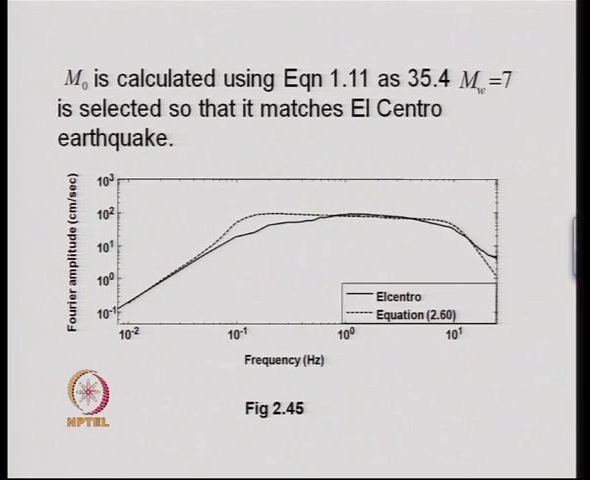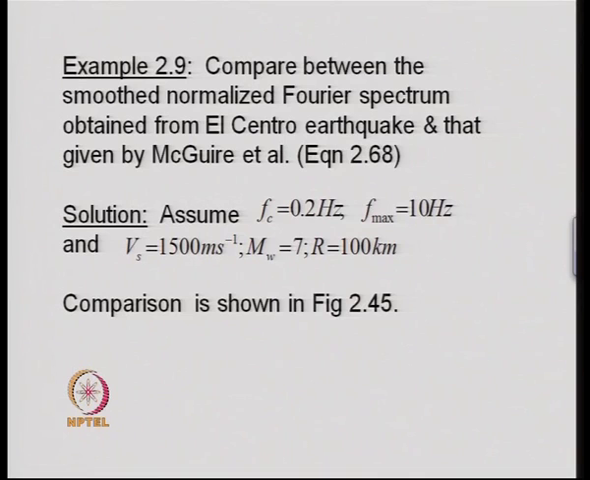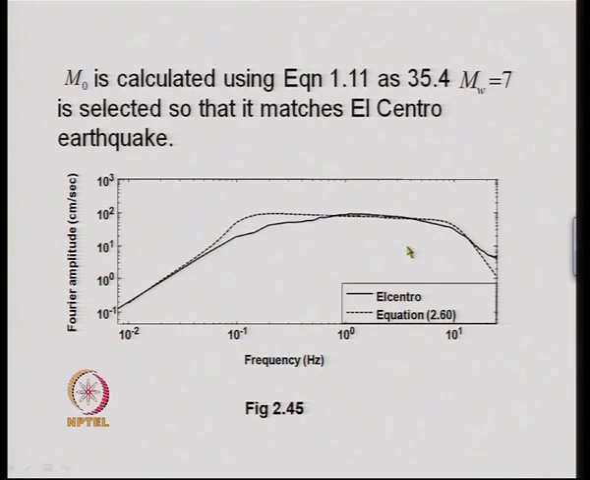So, the expression that is given by Maguire's equation for the Fourier amplitude spectrum seems to provide a good approximation to the Fourier amplitude spectrum when the earthquake is a broad-banded earthquake, because we know that El Centro earthquake is also a broadband earthquake.